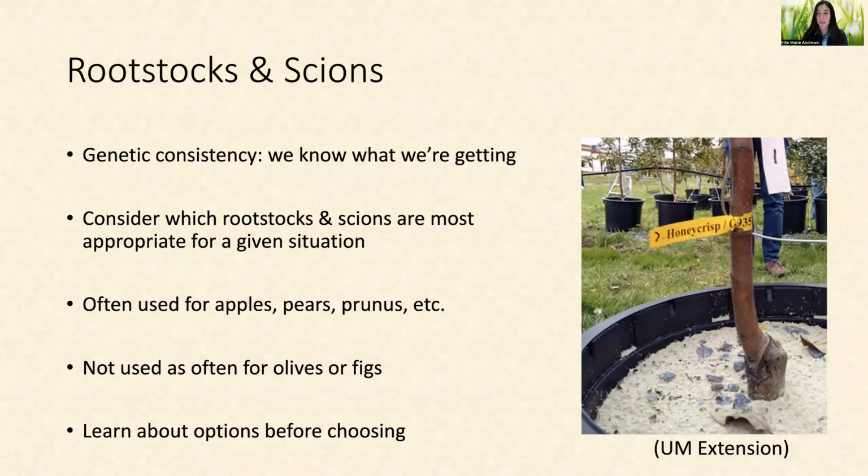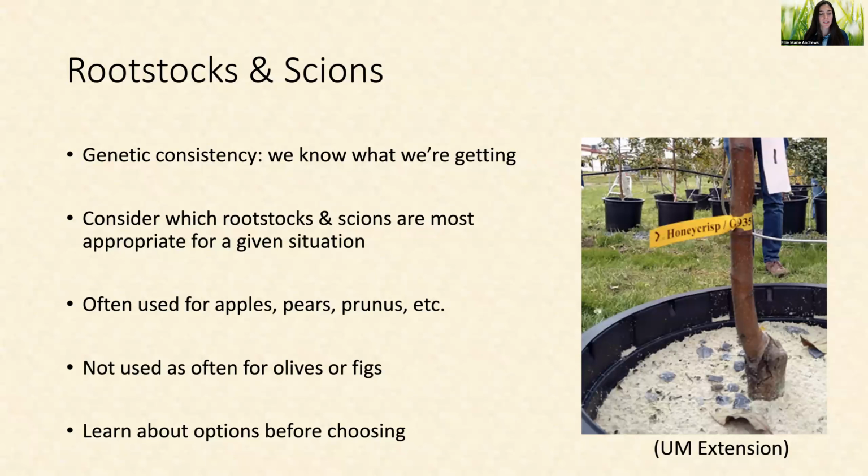So we want to know what we're getting with fruits. When you're thinking about which rootstocks and which scions make sense, you want to consider which ones are most appropriate for a given situation, like location and what you're looking for. They're often used in apples, pears, and prunus. However, they're really not used quite as much for olives or figs.